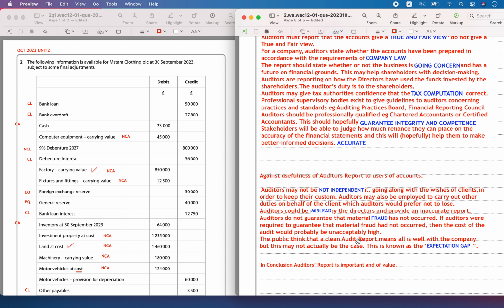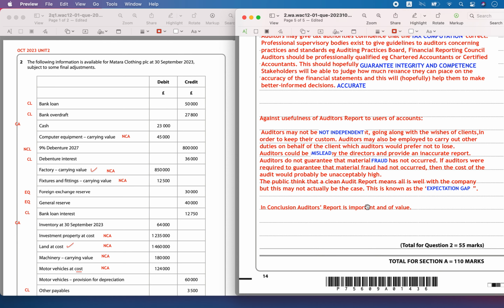So then also the public think that a clean audit report means all is well within the company, but this might not be the case. So this is called the expectation gap, which cannot be filled by the auditors. So in conclusion, you can say the auditor's report is important and it is valuable.